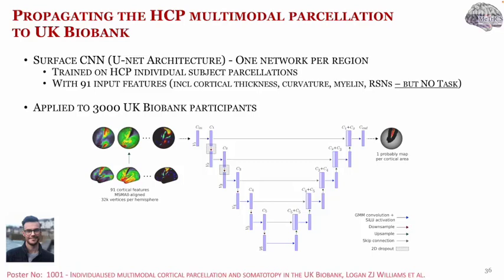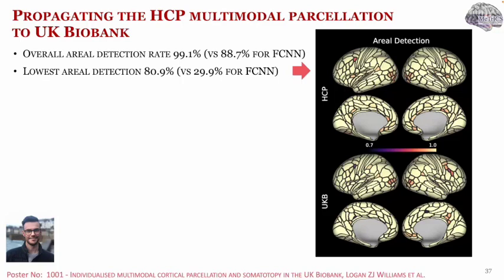HCP parcellation to individuals from UK Biobank in this work that's presented at OHBM this year. And he achieved this by training a separate surface convolutional UNet network for each cortical region, using the HCP individual parcellations and their corresponding feature maps as training data, but refining the feature set to remove task fMRI as this was not available for UK Biobank. And in this way, he generated greatly improved parcellations relative to a vertex-wise fully connected neural network, or FCNN classifier, which itself represented a highly optimized network relative to the one originally used by the HCP.